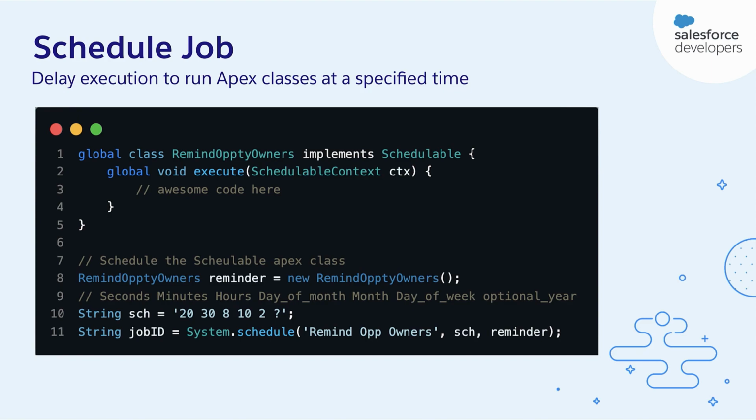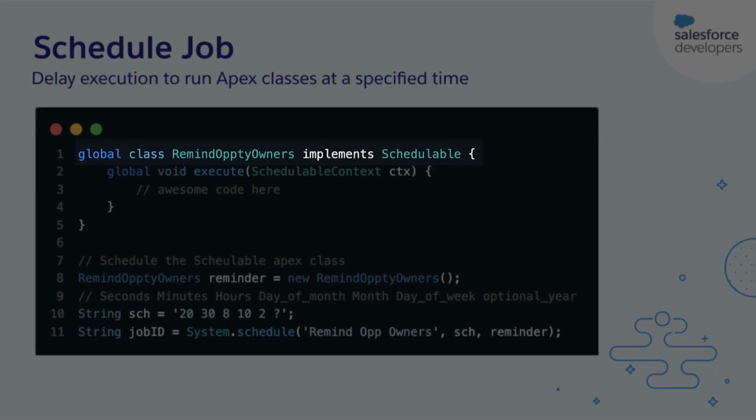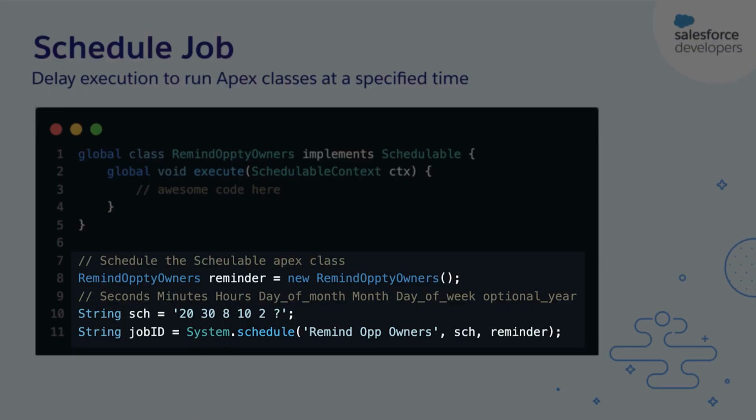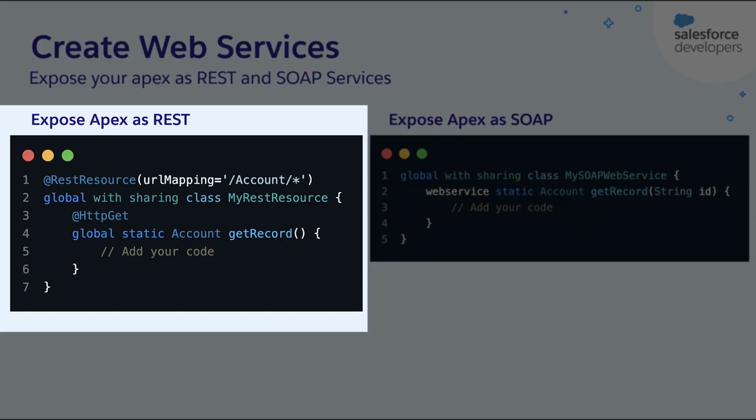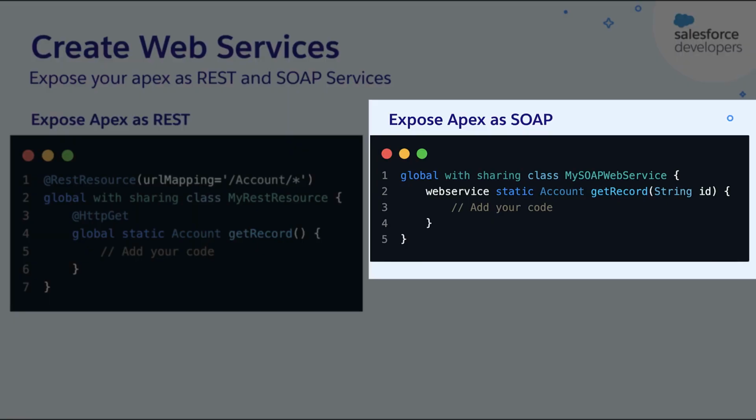You can also schedule jobs using Apex. The Apex scheduler lets you delay execution so that you can run an Apex class at a specified time. This is ideal for daily or weekly maintenance tasks using batch Apex. To take advantage of the scheduler, write an Apex class that implements the Schedulable interface and then schedule it for execution on a specific schedule. With Apex, you can also create web services, so you can expose your Apex class as REST and SOAP services. The code snippet on the left shows how to expose an Apex class as a REST service. The code snippet on the right shows how to expose an Apex class as a SOAP web service.